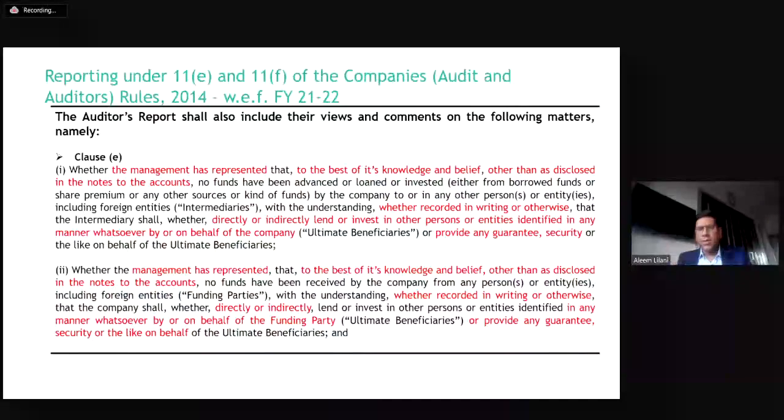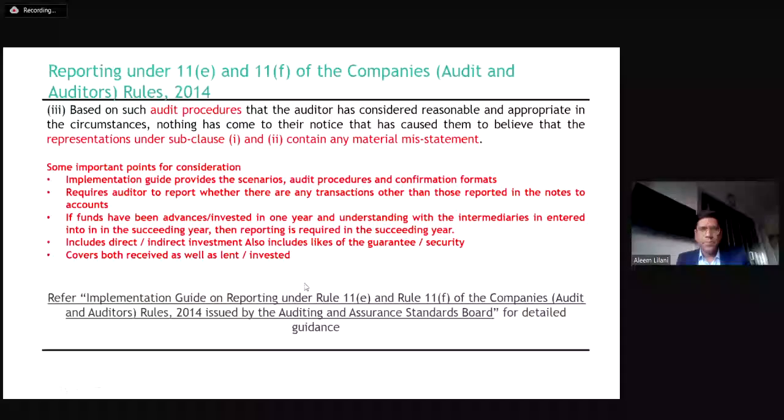But yes, we are still to see reporting on this. It is the first year, and we need to see how companies are starting to report these matters. The third assurance we have to give is that we have done some audit procedures, and they are considered reasonable and appropriate, and nothing has come to our notice that has caused us to believe that the representations 1 and 2 are incorrect.